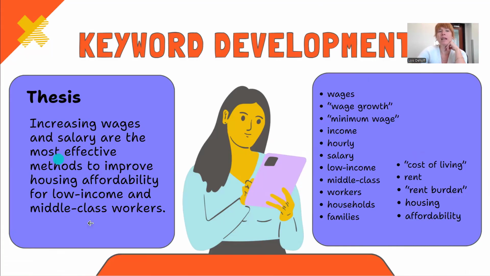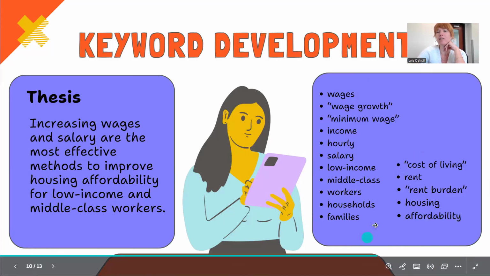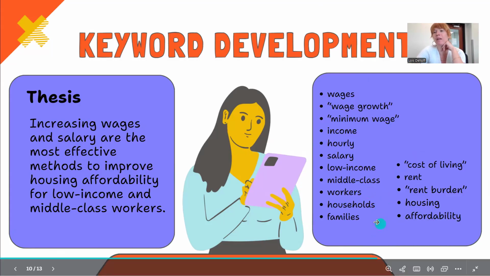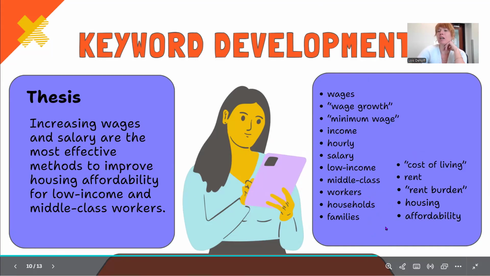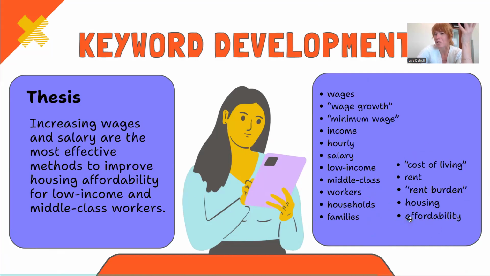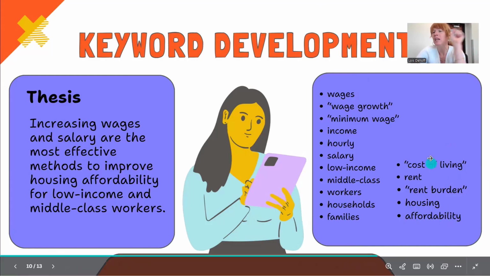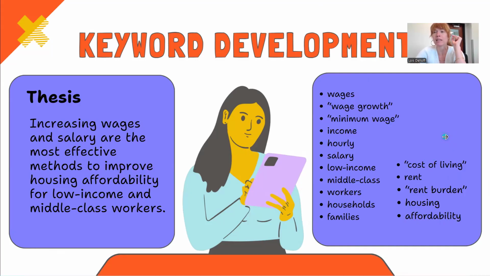We also have different ways that we can look at the way that families look. Middle class, we call them workers, we call them households, we call them families. Sometimes other words just come to mind when I'm thinking. Sometimes I just put in words that I just know are tied to it, but maybe aren't directly from it. I have cost of living. A lot of people talk about that. Rent, rent burden, housing affordability. So these are words.